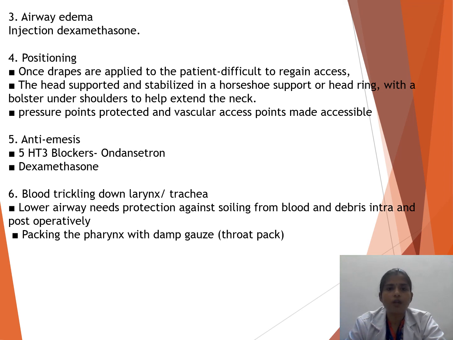Positioning: once drapes are applied to the patient, it is difficult to regain access. The head is supported and stabilized in a horseshoe support or head ring with a bolster on the shoulders to help extend the neck. Pressure points protected and vascular access points made accessible. Anti-emetic drugs such as ondansetron and dexamethasone can be given. For blood trickling down the larynx or trachea, the lower airway needs protection against soiling from blood and debris intra- and post-operatively, so packing of the pharynx with damp gauze should be done.